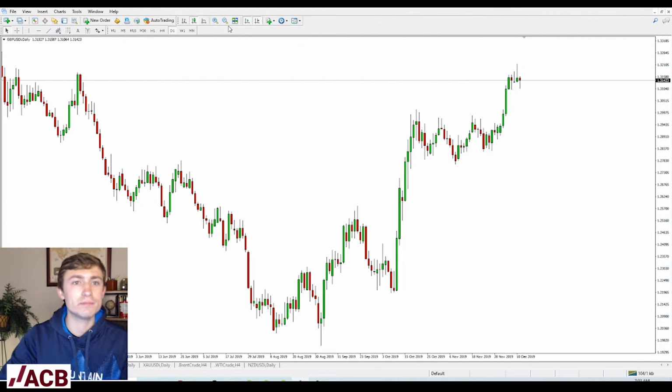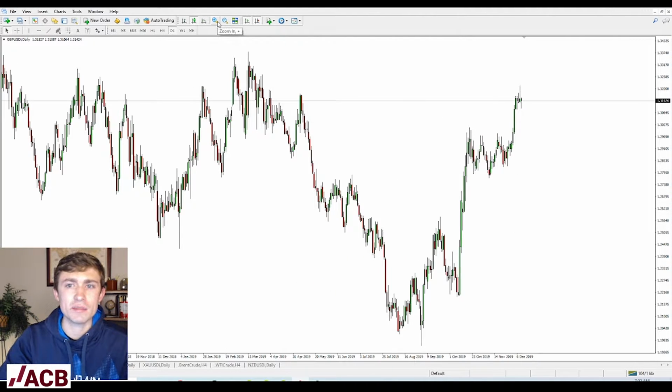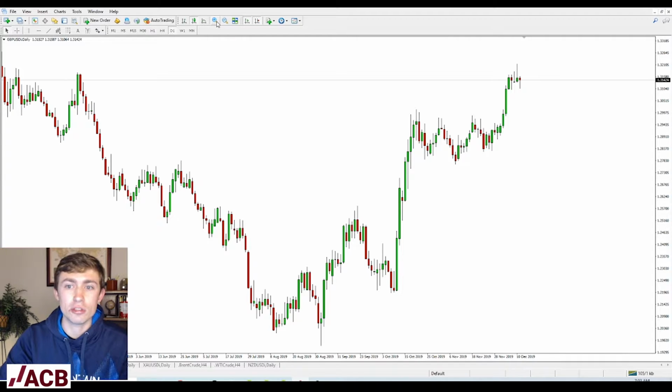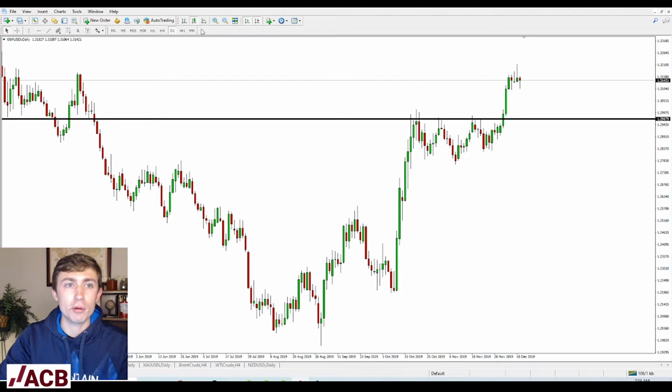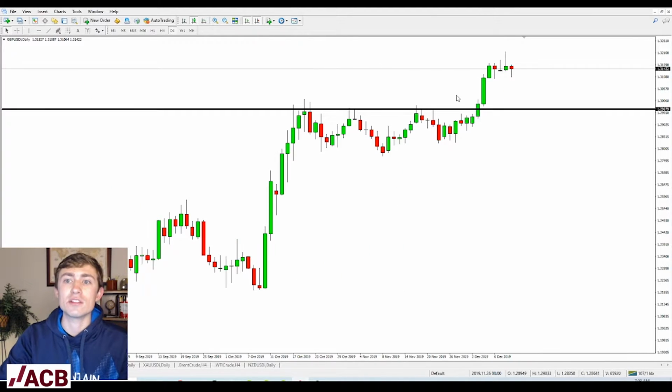GBPUSD is our next one. What we've got here with this pair is we have seen this pair really start to run away, right? So we've had a lot of movement to the upside here. We recently broke through this structure here and saw the continuation.